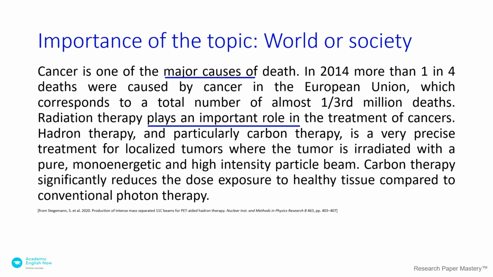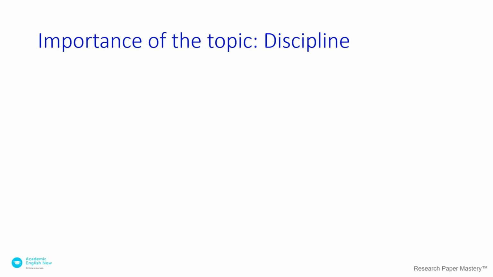And then notice how we get from general to something more specific, because this paper is not about cancer per se. It's more about the therapies for cancer, right? So notice how this paragraph goes from general to specific, which is something that we've been discussing a lot, right? So that's the first way. Now, the second way is to show the importance of the topic for your discipline. So let's look at how this can be done.